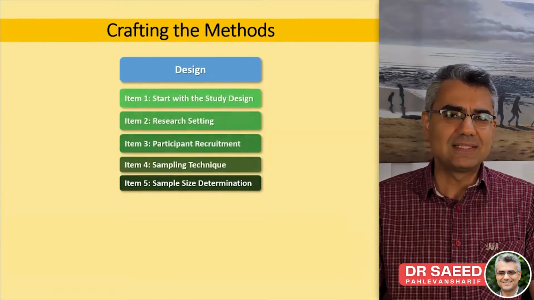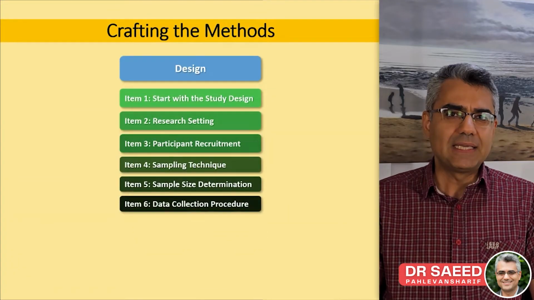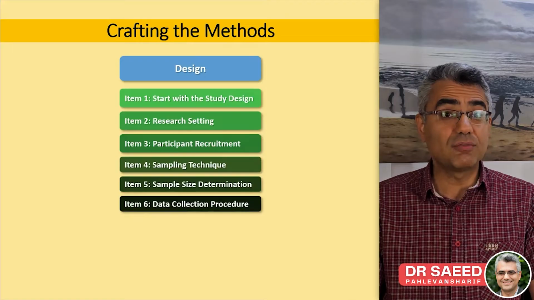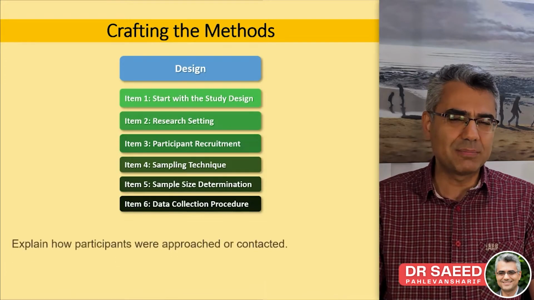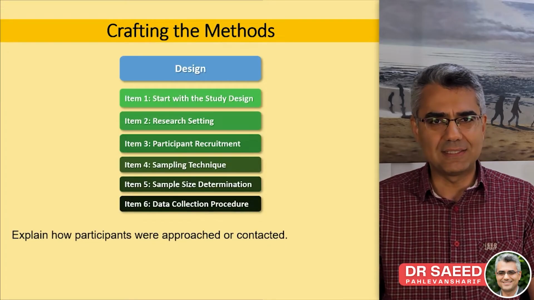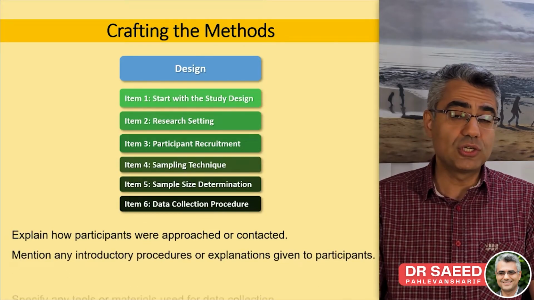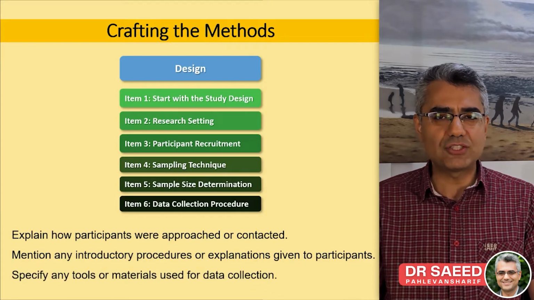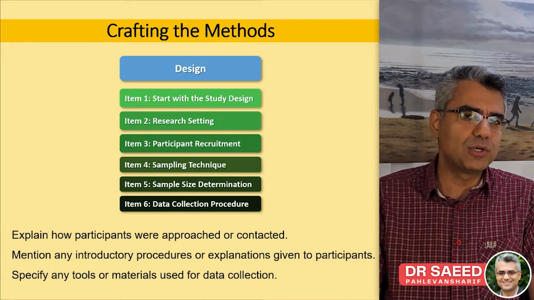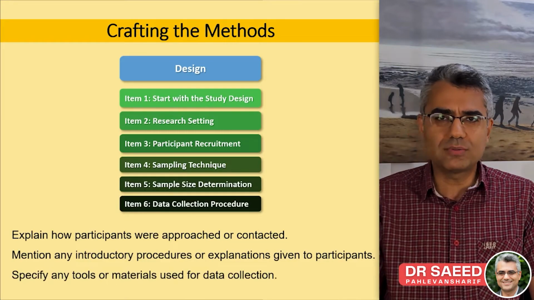Item 6, data collection procedure. If relevant, explain the process of data collection from start to finish. For example, explain how participants were approached or contacted. Mention any introductory procedures or explanations given to participants. Specify any tools or materials used for data collection, such as questionnaires, online platforms, and so on.